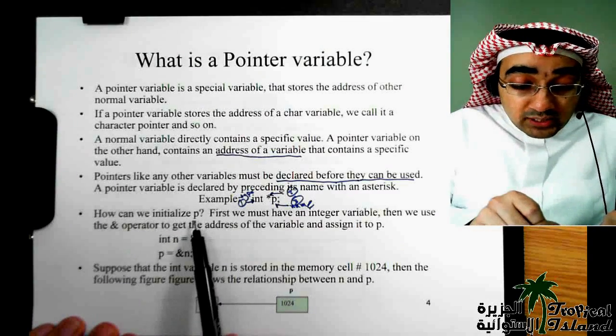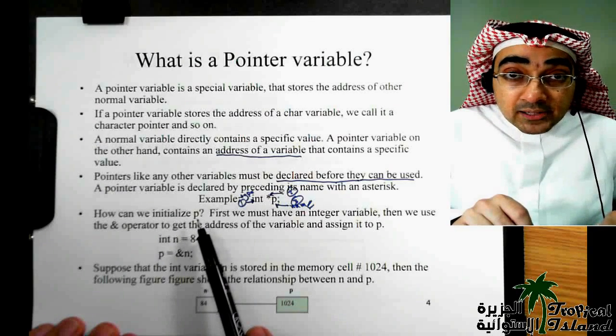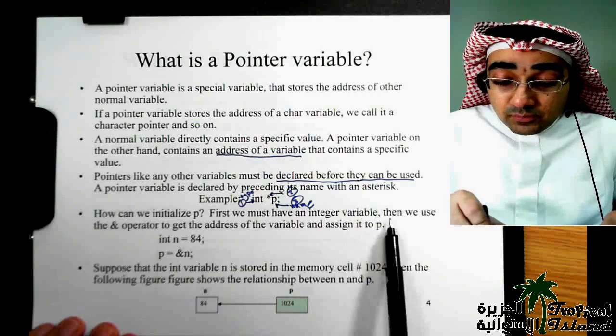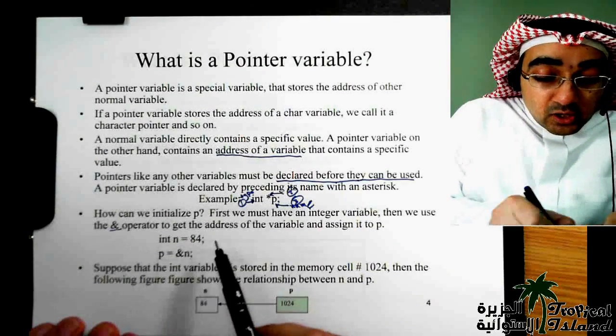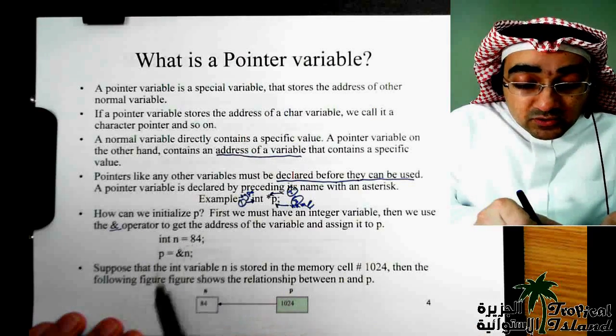How can we initialize p? Since it cannot hold any values, we cannot put a number in it directly. Here, first we must have an integer variable, then we use the address operator to get the address of the variable and assign it to p. So we say int n is equal to 48.